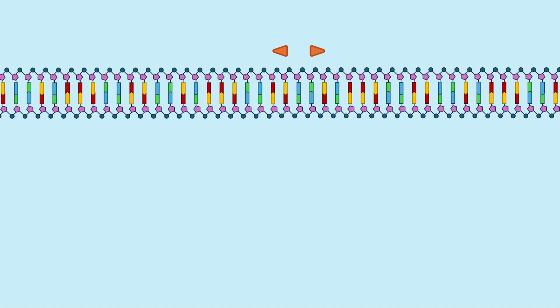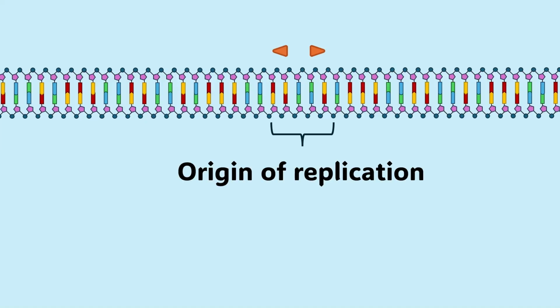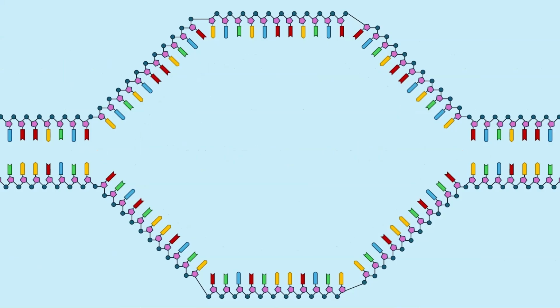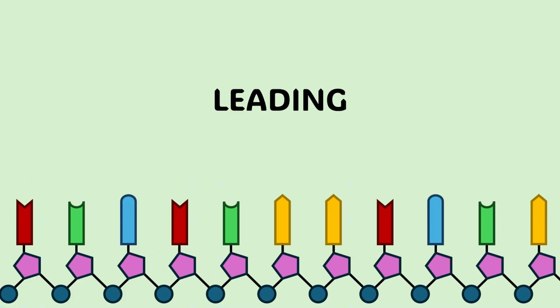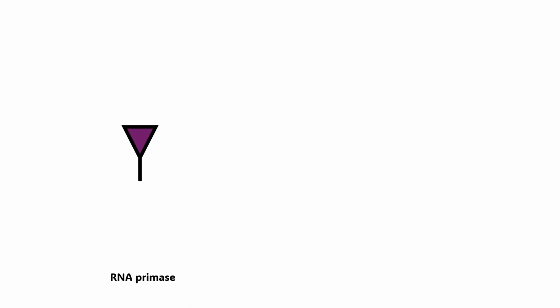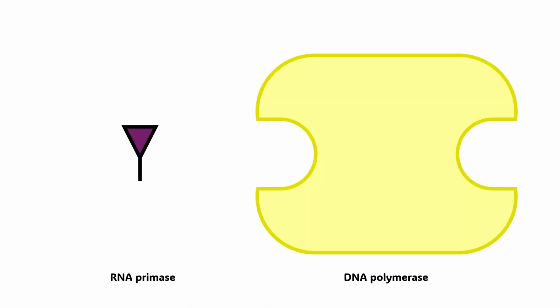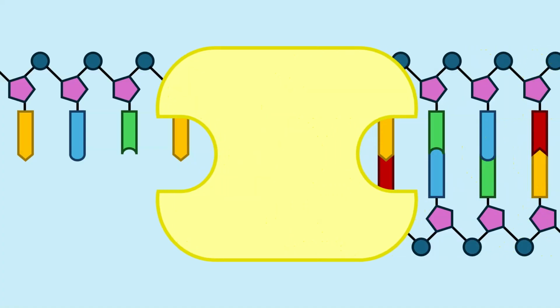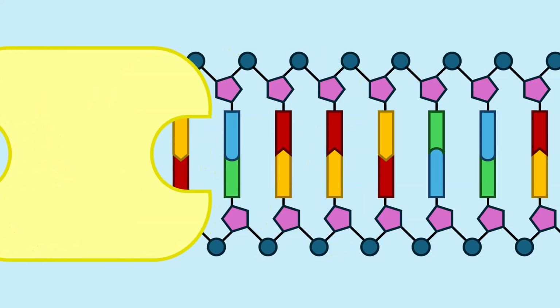So multiple DNA helicases work at once, starting at the origin of replication and working outwards, creating replication bubbles. The DNA is now cut into two strands. One is the leading strand, which is the 3' to 5' strand, and the other is called the lagging strand, which is the 5' to 3' strand. RNA primase and DNA polymerase are the second and third enzymes that get to work. DNA polymerase is the big, heavy machinery that places down the corresponding nucleotides, making the new strand.